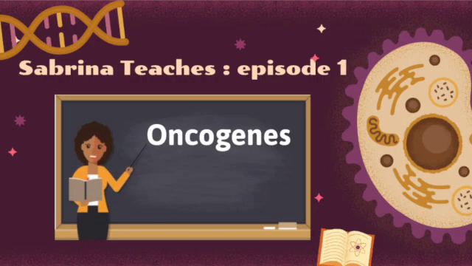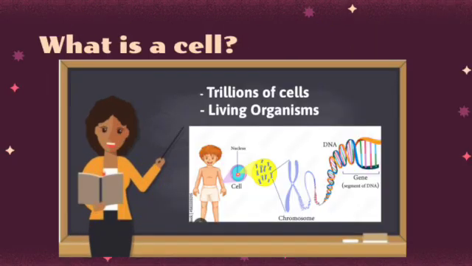Our topic for today is oncogenes, but before we begin, we need a foundation. Our body contains trillions of cells that work together to keep us healthy and functioning. Now, what is a cell? Cells can be viewed as building blocks that provide structure and function for living organisms. Every cell in the human body contains 46 chromosomes.